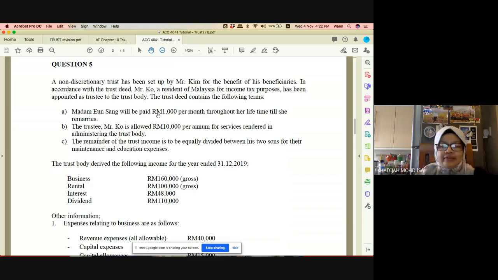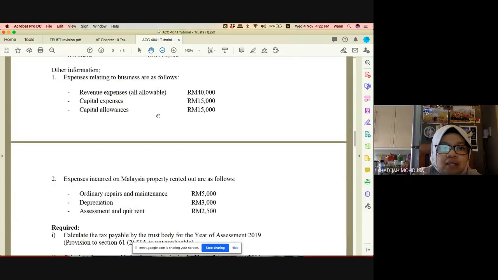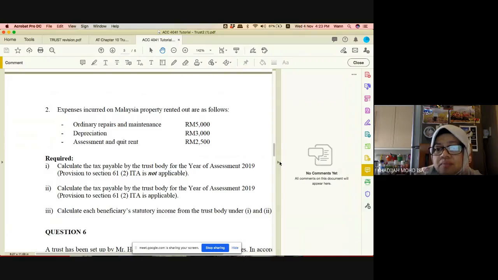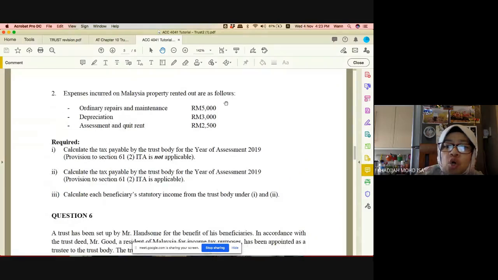Okay, question number 5. Given all this information, you are required to calculate the trust tax payable by the trust body. So here you have to compute in this case, 61A does not apply. So when 61A does not apply, it is under normal circumstances, that's how you do it. This one is the normal computation. Compute the tax payable by the trust.